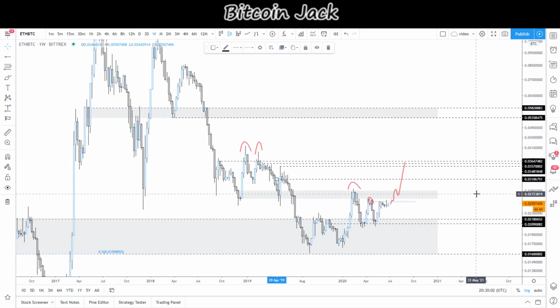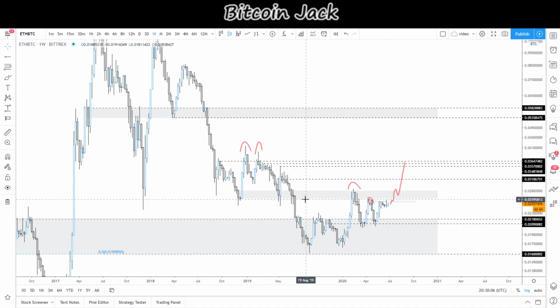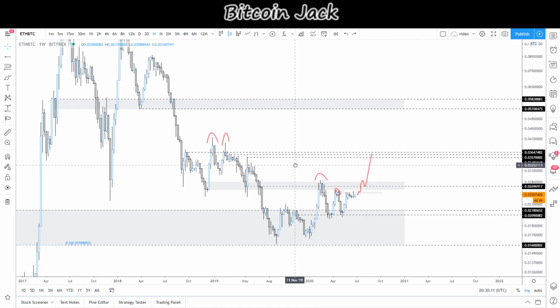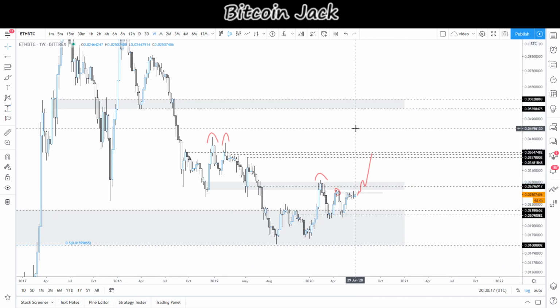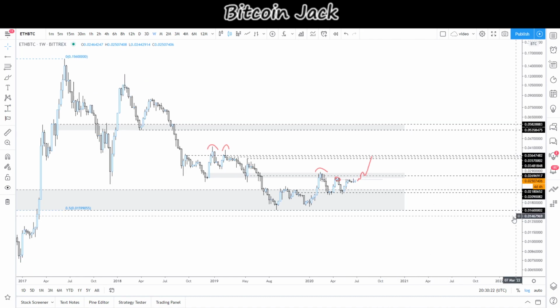So for now, for the next couple of months, I do think that we're gonna see price move. Well, how much is that? Probably, yeah, close to 40. Let's say 40%. I think that's it for ETH BTC.